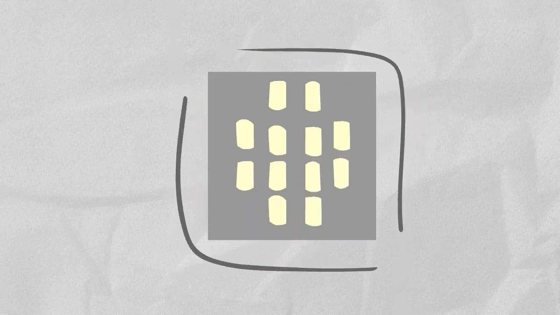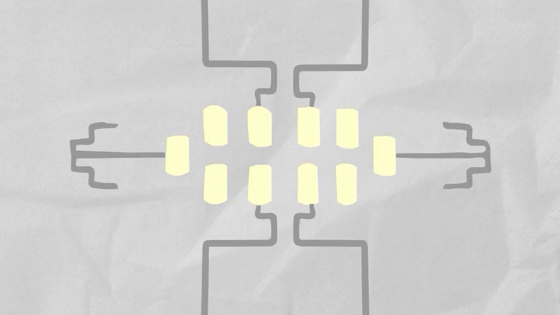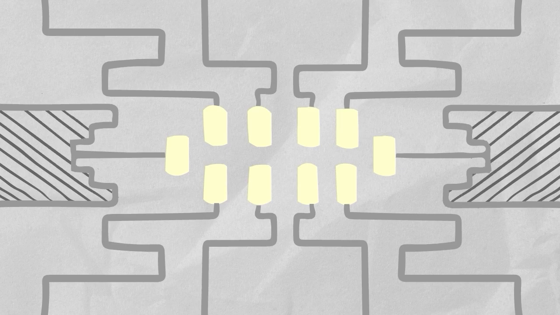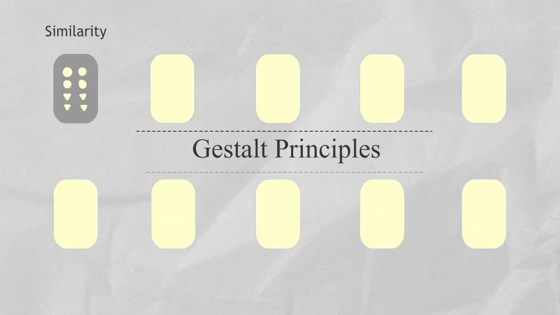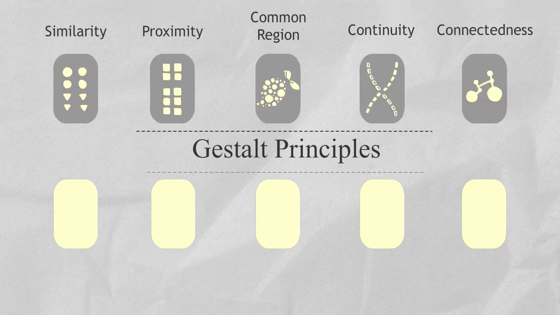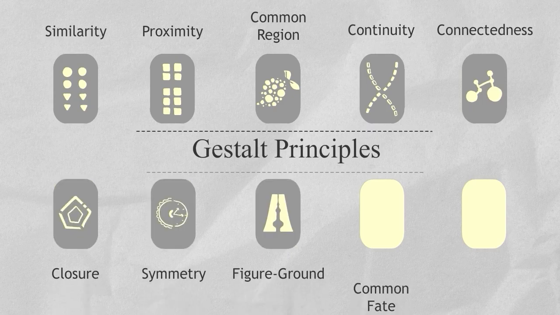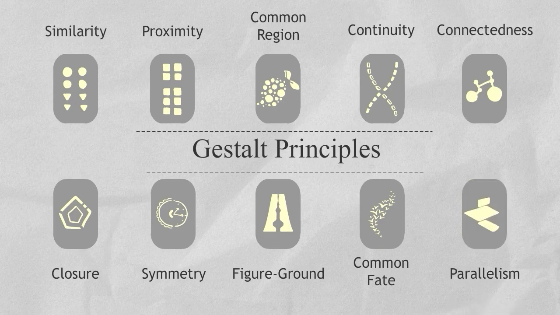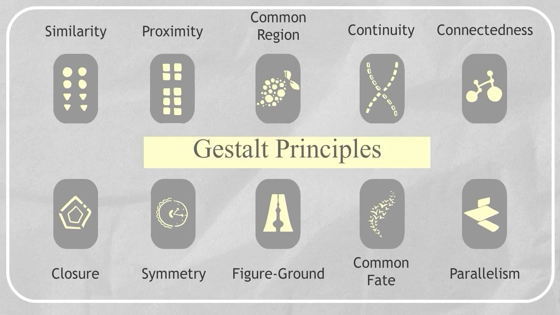Psychologists and theorists term these as Gestalt principles. These principles have been compared to heuristics, mental shortcuts that our mind uses to make quick connections and decisions. The Gestalt principles include similarity, proximity, common region, continuity, connectedness, closure, symmetry, figure and ground, common fate, and parallelism. Let's take a look at each one of them to see how they work.